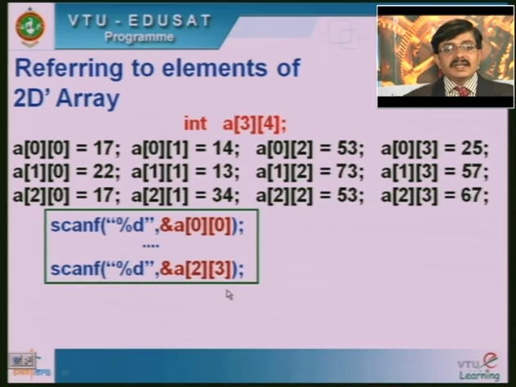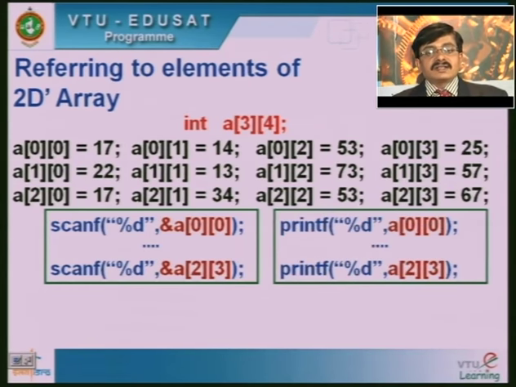Similarly, when you are printing the data, we have to use the same subscripts. We are using double subscripts here because these are 2-dimensional arrays. So, 0th row 0th column, and finally we mention the second row third column.